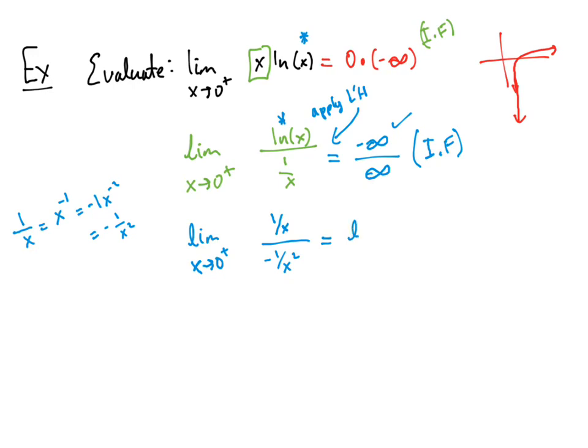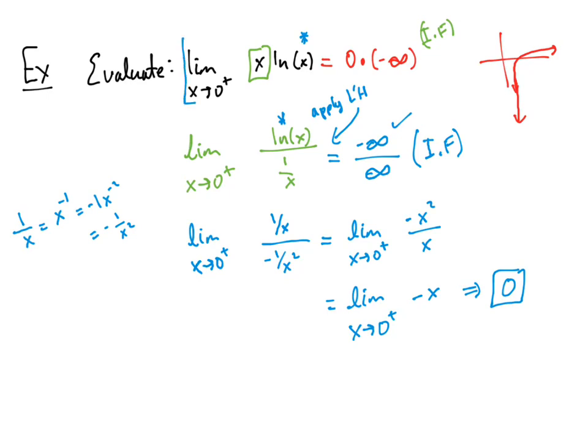Simplifying this complex fraction, the limit as x goes to 0 from the right will be equal to negative x squared over x. So before we even do any substitution, this is going to be equal to the limit as x goes to 0 from the right-hand side of negative x squared over x. I can factor out an x in the numerator and the denominator here, so we end up with just negative x. And so by direct substitution, this is going to be equal to 0. Okay, so the limit that we were originally presented with is equal to 0.